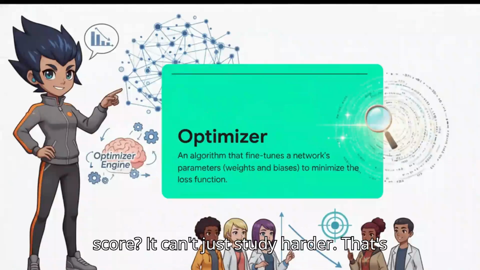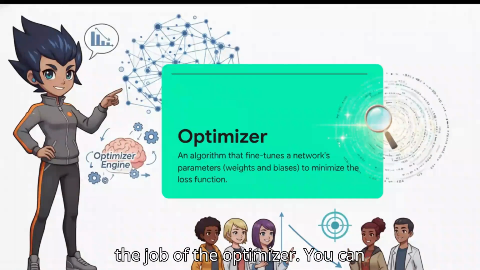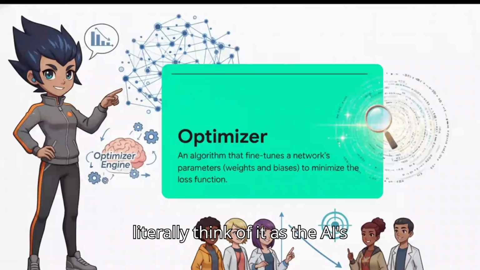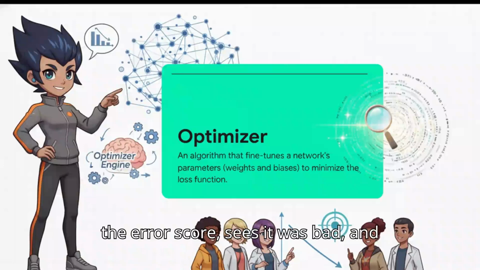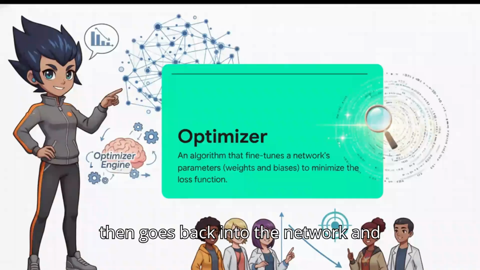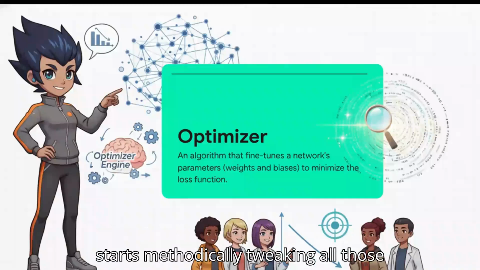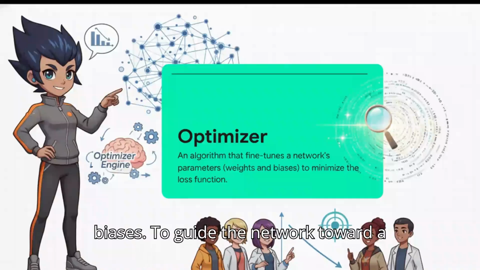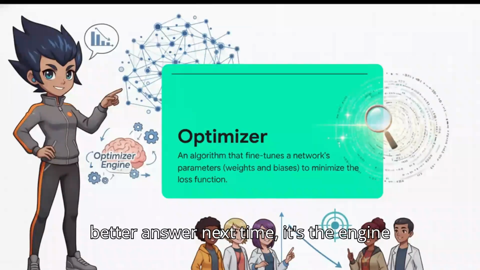It can't just study harder, that's the job of the optimizer. You can literally think of it as the AI's personal coach. The optimizer looks at the error score, sees it was bad, and then goes back into the network and starts methodically tweaking all those little tuning knobs, the weights and biases, to guide the network toward a better answer next time. It's the engine that drives improvement.